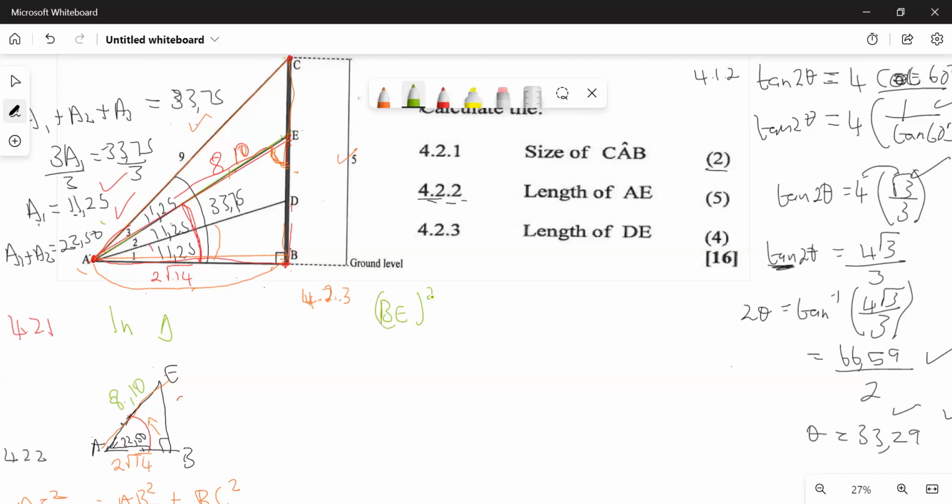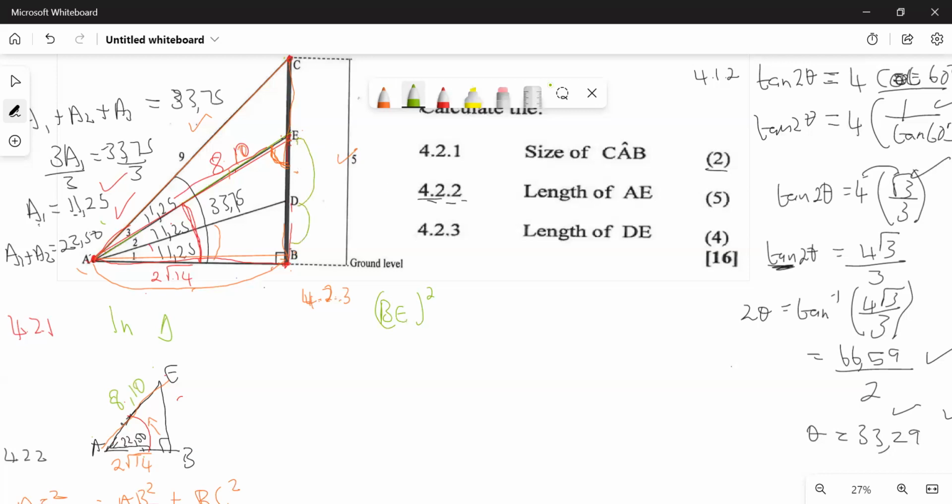DE is equal to... BE or DE? BE. Yeah. BE is equal to BD plus DE. You want to say BE is equal to BD plus DE.